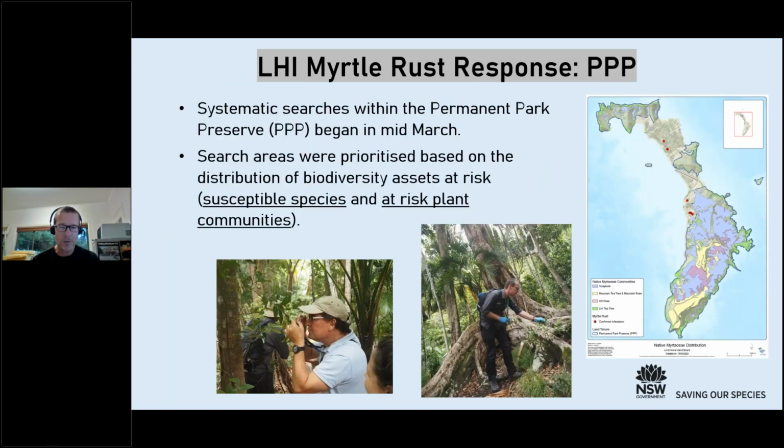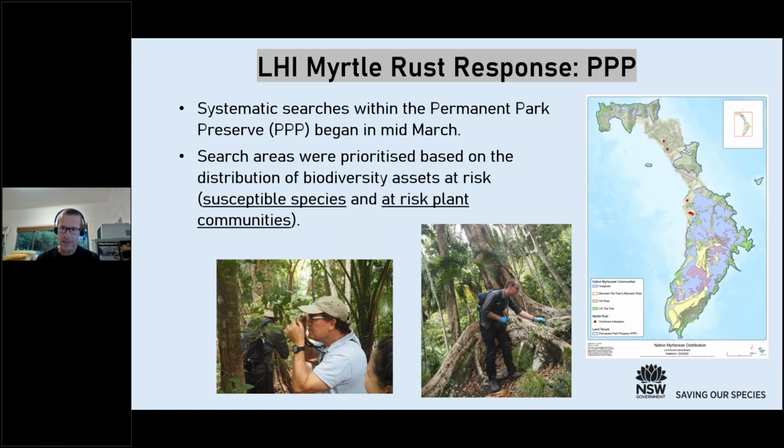So the settlement is obviously just a small area of the island. The southern mountains and the northern hills are all contained in what's called the Permanent Park Preserve, which is like their equivalent to a national park, I suppose. Searches in the PPP began in mid-March. And because of the extensive areas and the really difficult terrain, searches in these areas were prioritised based on the assets that were potentially at risk. So that's susceptible species and at-risk plant communities such as the cloud forest.